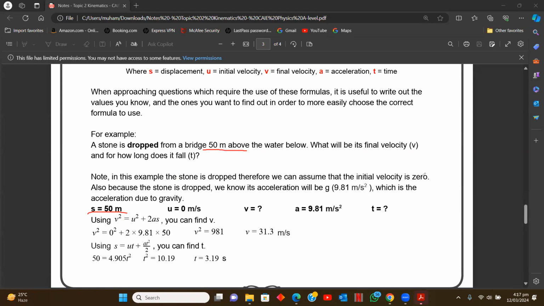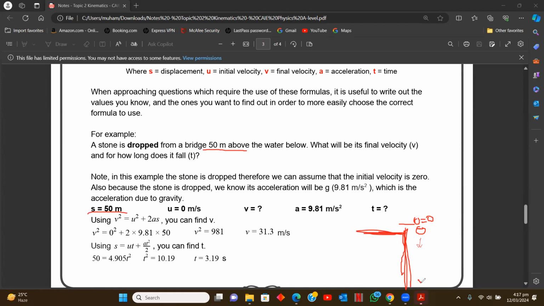If a stone is dropped, the best thing is that you always visualize it, draw along with it. Let's say this is the bridge and from here you're dropping a stone downwards. So if you're dropping it from the side over here, then here its initial velocity is zero. Why? Because right now you're holding the stone, right?